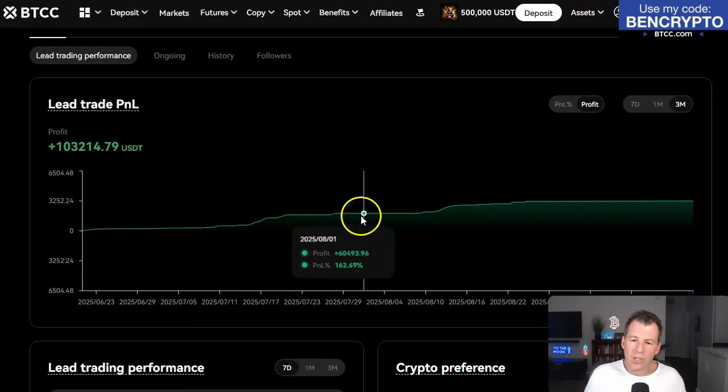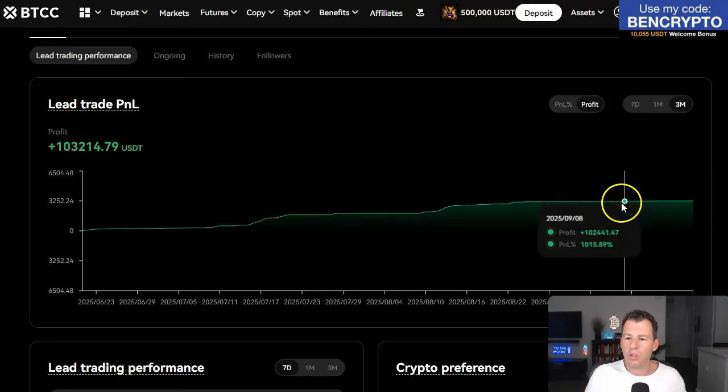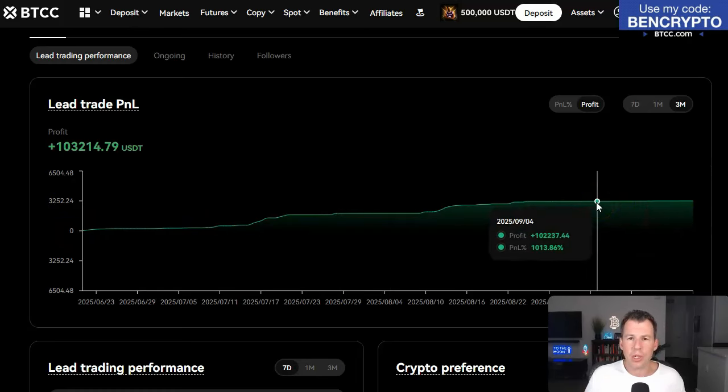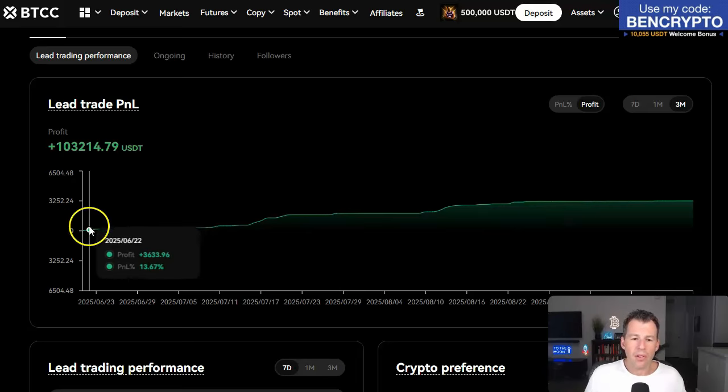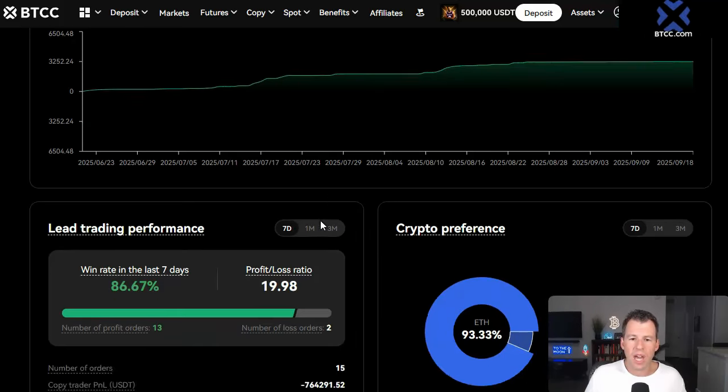The gains are mostly, give or take, spread out over the last 3 months. Obviously, in the last week or two, it looks kind of flat. He hasn't really been trading that much, I'm guessing. But other than that, there's gains in pretty much every month, roughly even, give or take. So that's what I like.